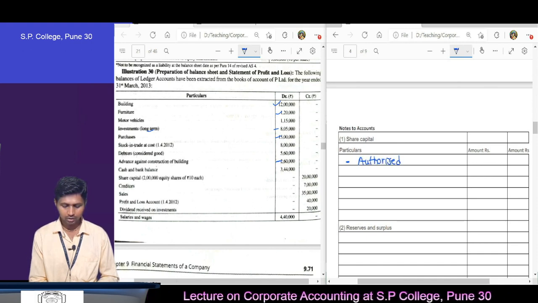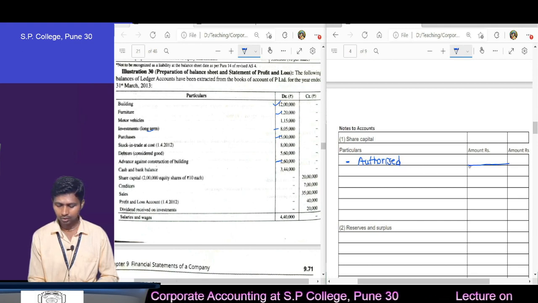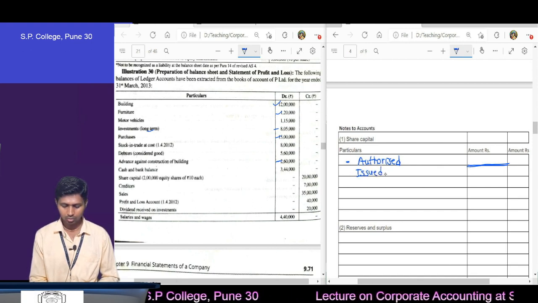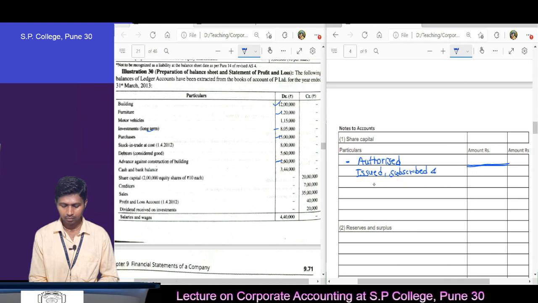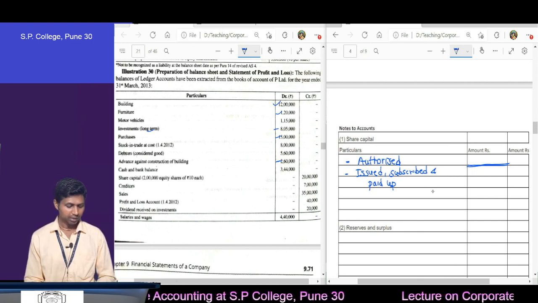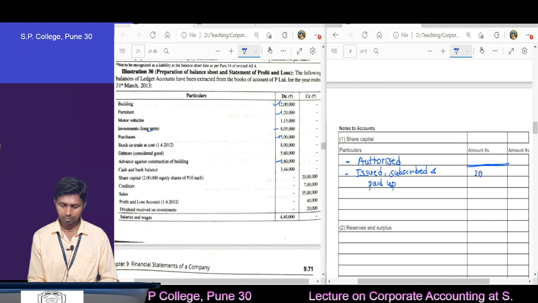Why write authorized? Generally we do the presentation like this: authorized, then after authorized a double underline, and then issued, subscribed and paid up. This is just the disclosure. Issued, subscribed and paid up. What they have said here is 20 lakh rupees issued, subscribed and paid up. Therefore write that 20 lakhs.